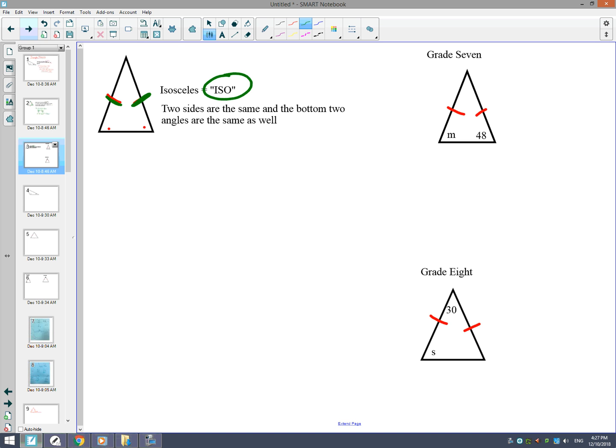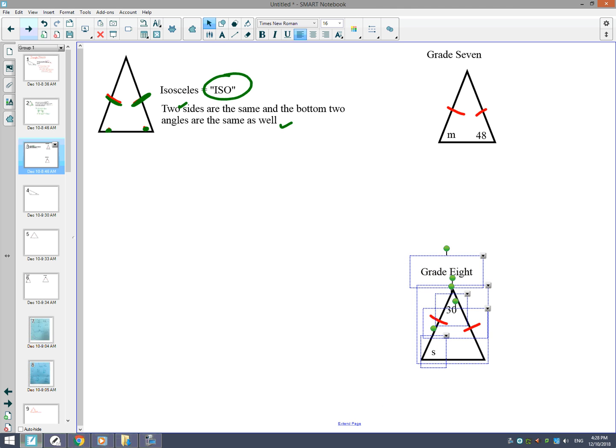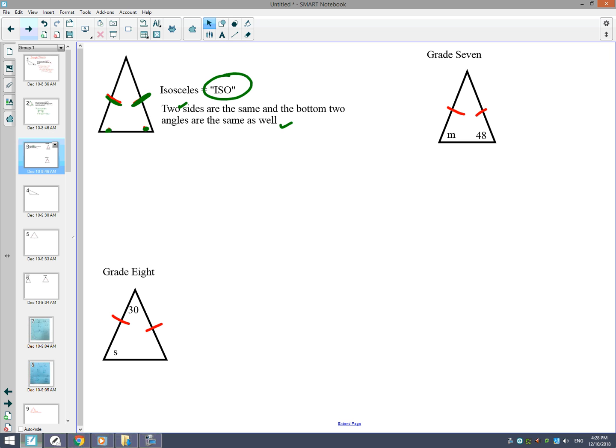And those two sides show us that the two bottom angles will be equal to each other. So they have two sides the same and two angles are the same. As long as you know which bottom two angles, and you can see them, you can easily see which two are identical to each other, then you're able to do this one. Grade 7s have a much easier proof than the grade 8s, but that's okay. They will get the harder proof next year.